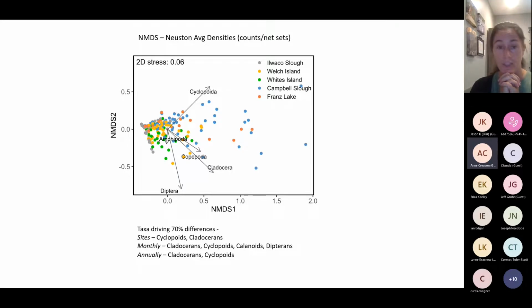And this is average densities, so counts per net sets. And that is among sites and monthly and annually.